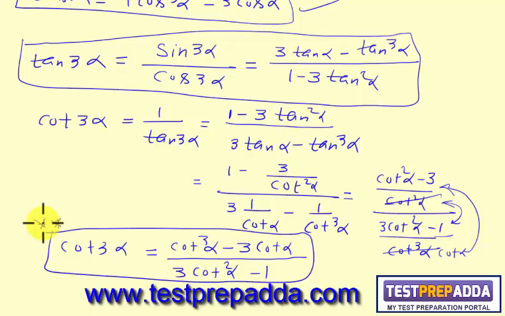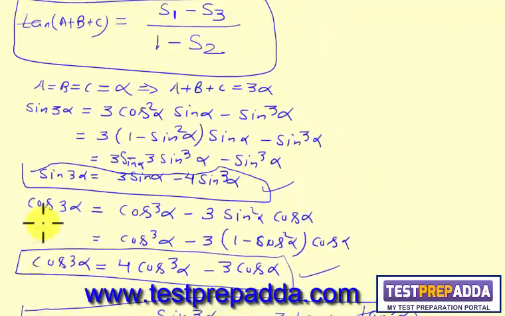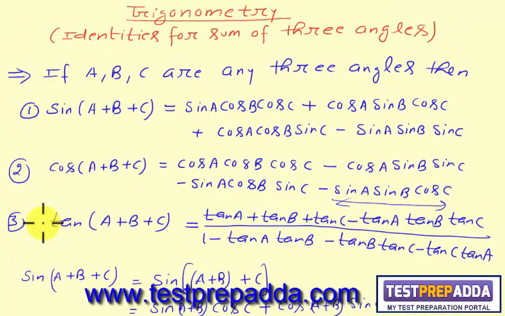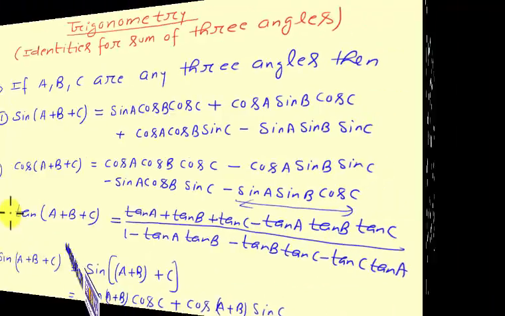So here we have derived different identities related to sum of any three angles. Okay, dear students, in the next video we will discuss some conditional identities related to three angles. Okay, thank you.